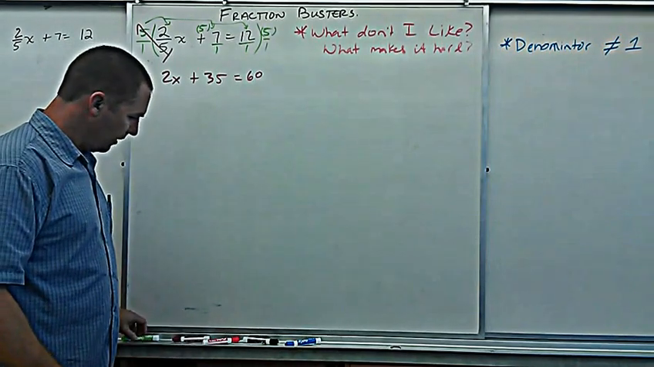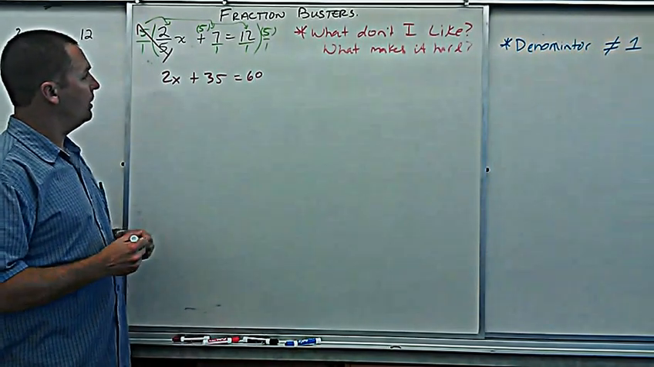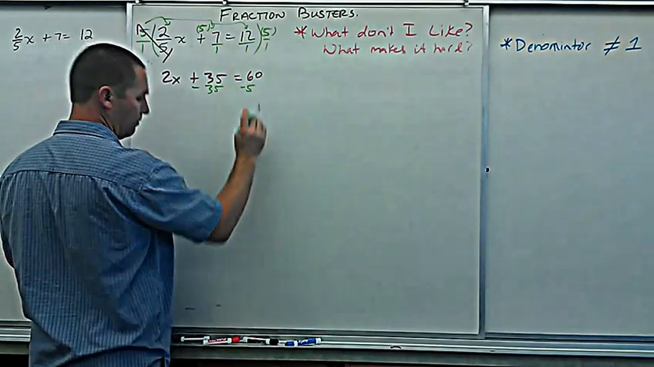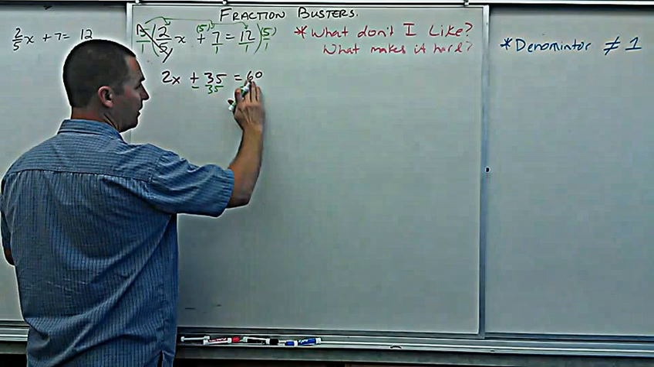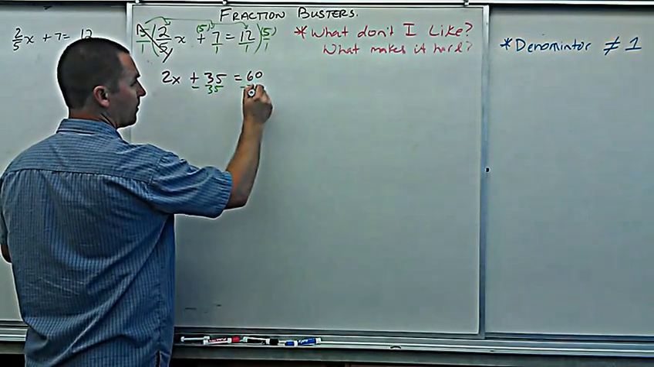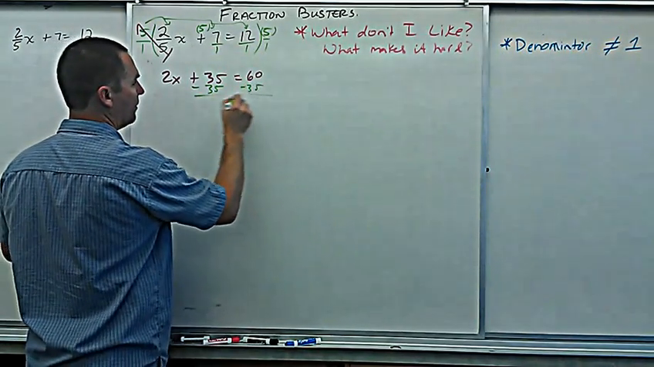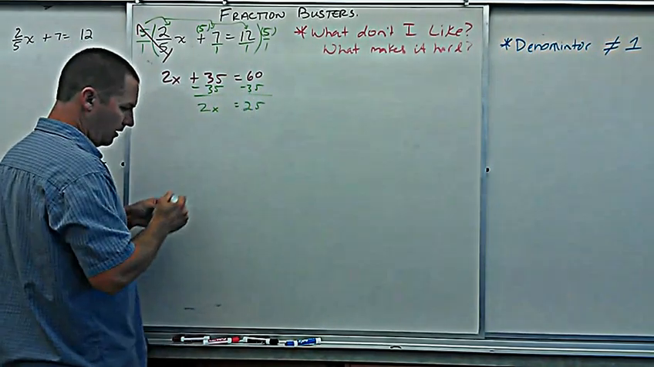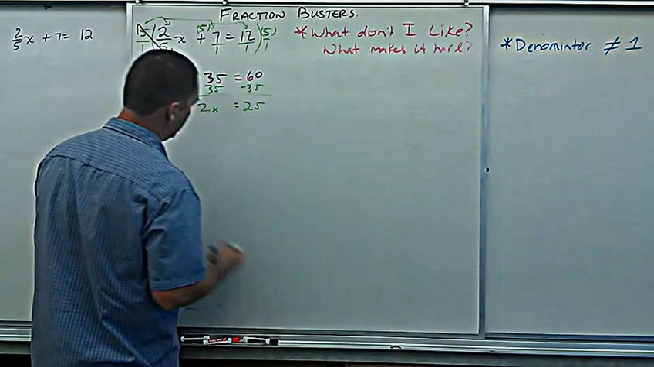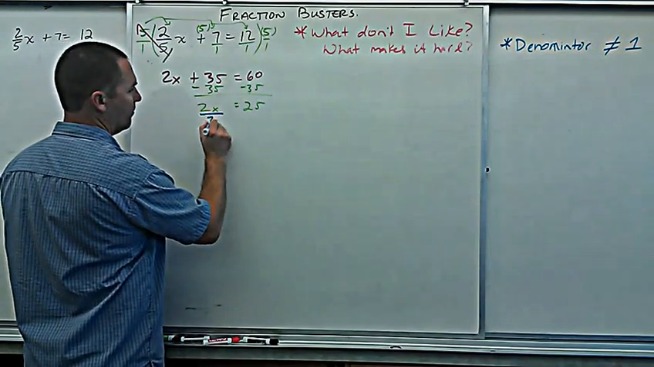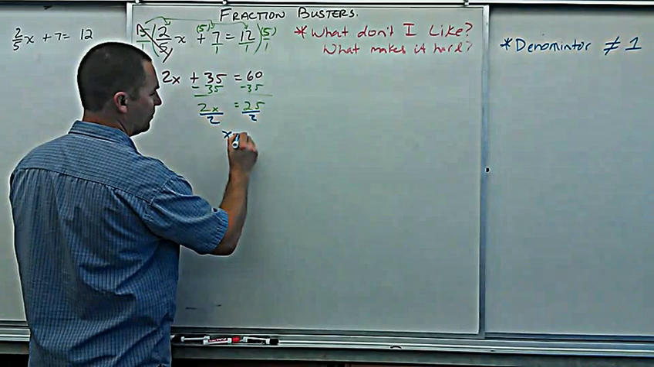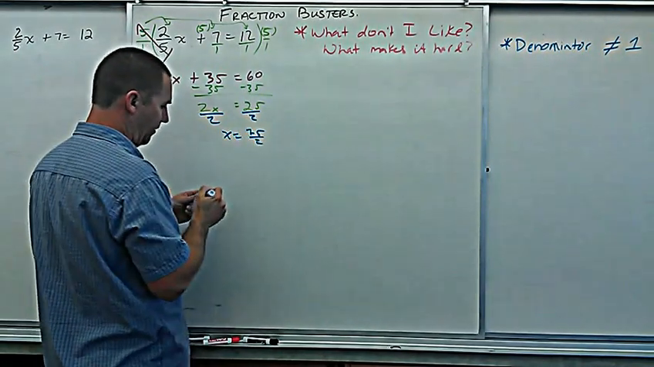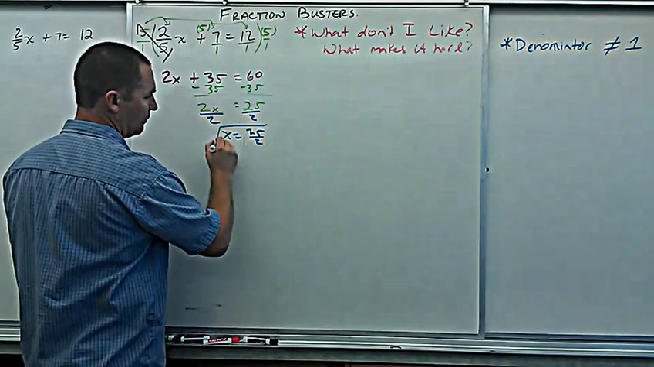And now I've set up a relatively simple two-step equation. Subtract 35 from both sides. Whoops. Not 53, 35. And I'm left with 2x equals 25. And then my last step is to divide by 2. So x equals 25 over 2 is fine. Okay? So there's the solution for your first one.